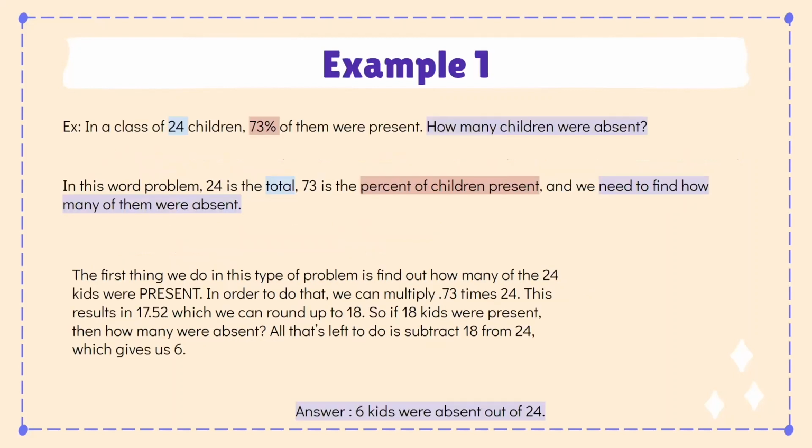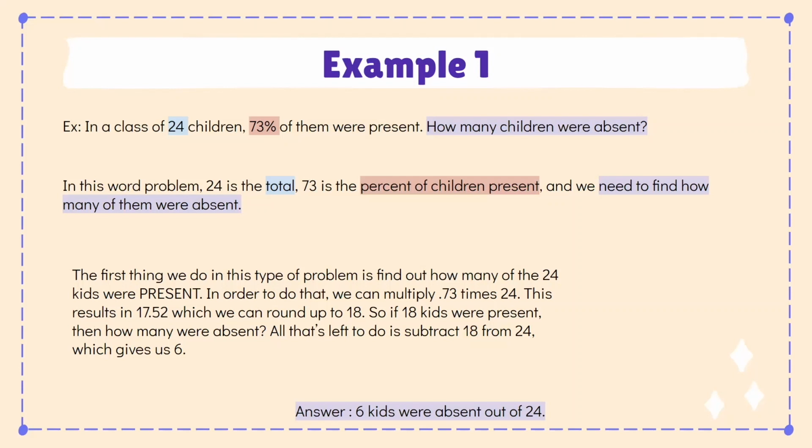Example number 1. In a class of 24 children, 73% of them were present. How many children were absent? In this word problem, 24 is the total and 73 is the percent of children present, and we need to find how many of them were absent. The first thing we do in this type of problem is find out how many of the 24 kids were present. In order to do that, we can multiply 0.73 times 24.